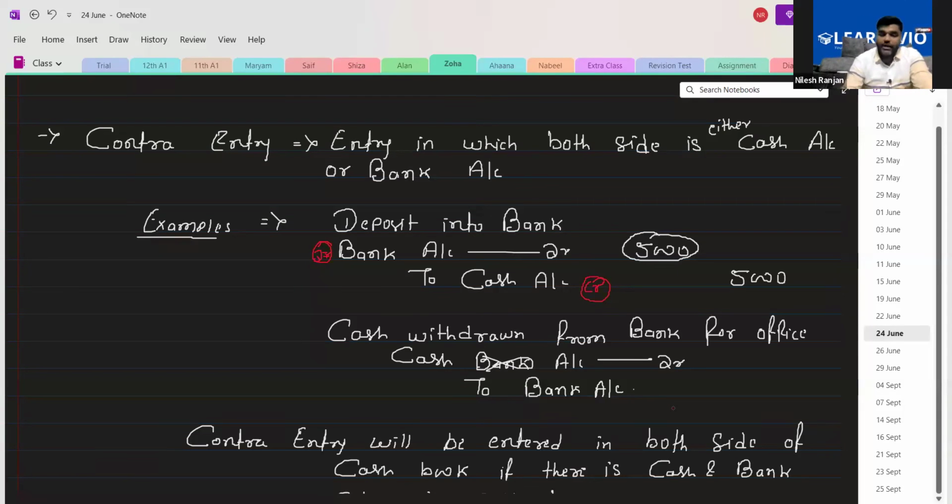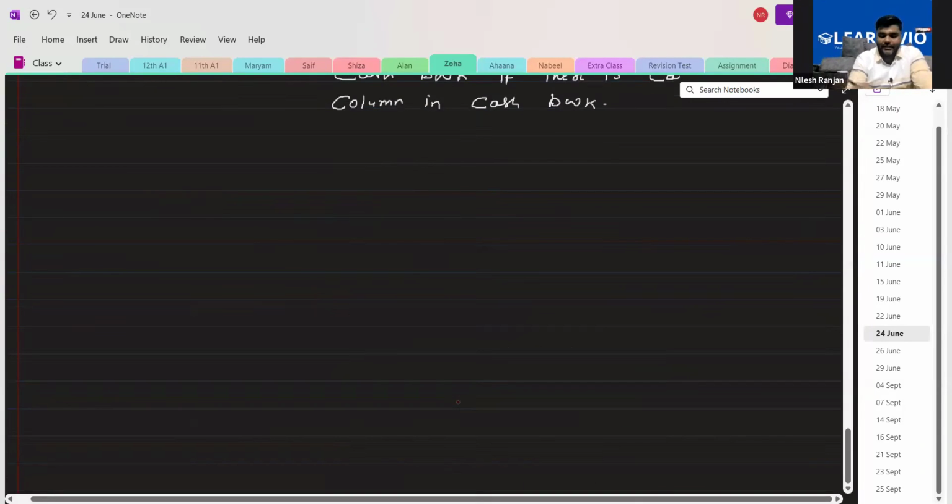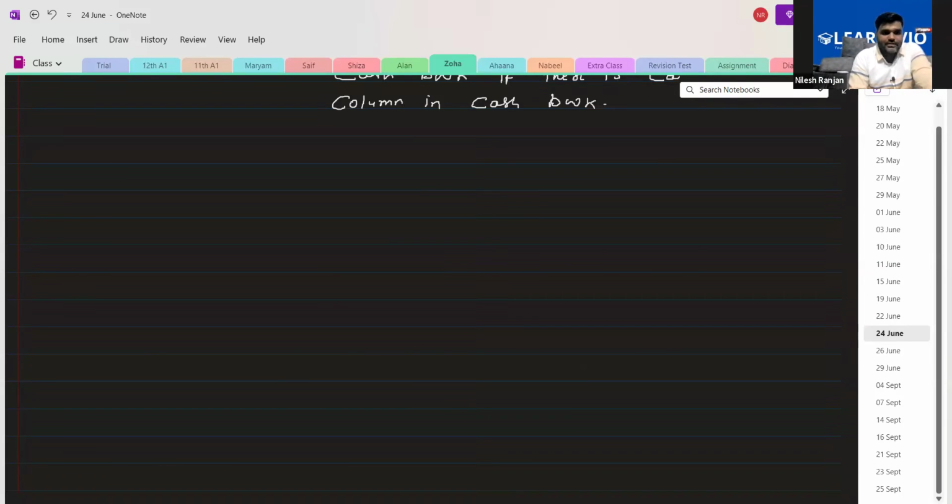Now there is one confusion that is created here. It is actually given with a purpose, so that the student will get confused. Cash deposit into bank is very simple. There is no similar type entry, so no confusion here. Cash deposited into bank: the entry is bank account debit to cash account.